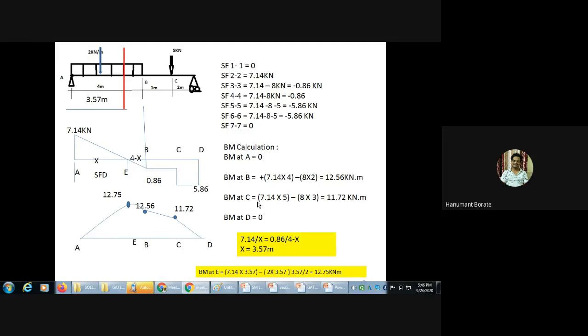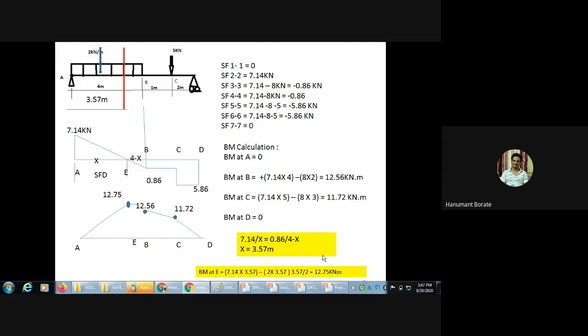So bending moment equals the bending moment of this vertical force 7.14 into 3.57 distance, and the bending moment of this UDL. 2 into 3.57: to convert the UDL into a point load, that is 2 kilonewton, and it is acting at 3.57 meter. So 2 into 3.57 meter. Okay, and for the moment we need to take the perpendicular distance, and that distance is 3.57 by 2, right? So in this way we will get the value 12.75 kilonewton meter.